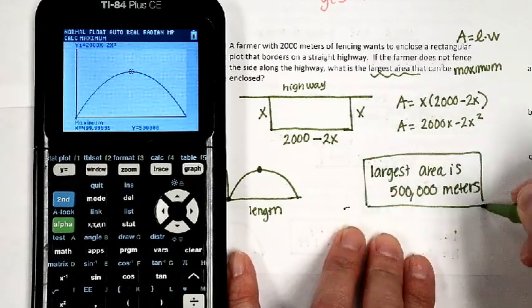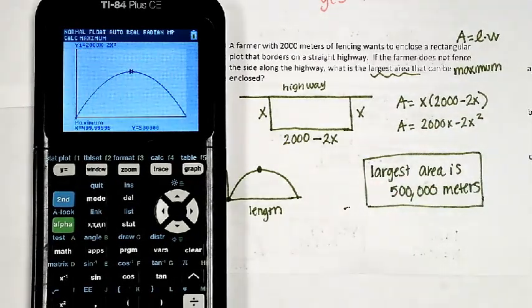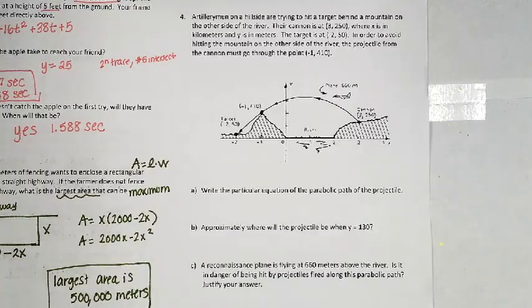Alright, last one. Artillerymen on a hillside are trying to hit a target behind a mountain on the other side of the river. Their cannon is at 250, where X is in kilometers and Y is in meters. The target is at -250. In order to avoid hitting the mountain on the other side of the river, the projectile from the cannon must go through the point -1, 410. Write the particular equation of the parabolic path of the projectile.